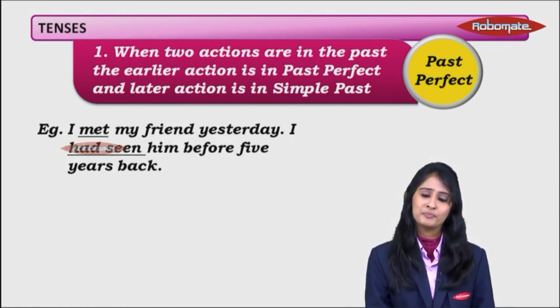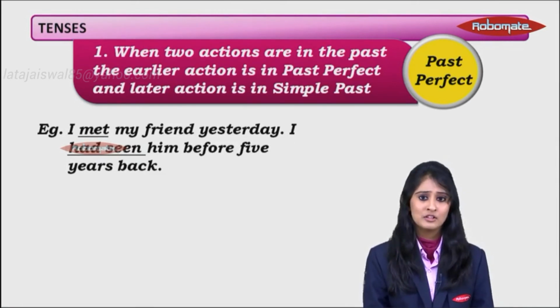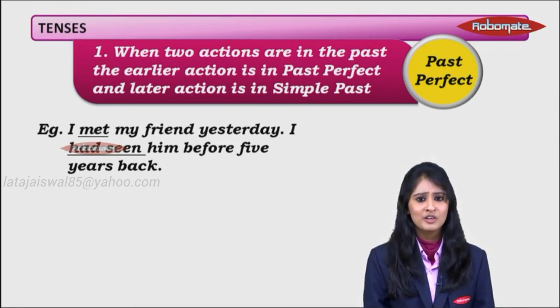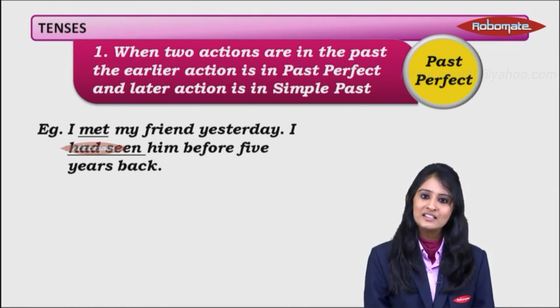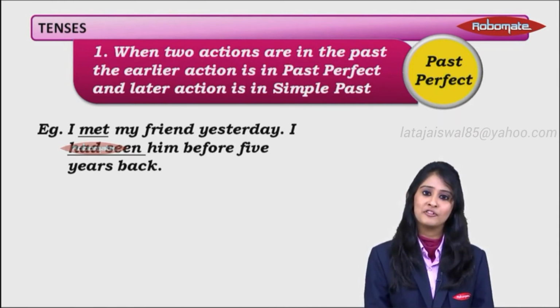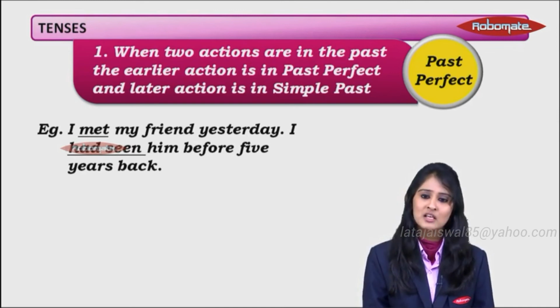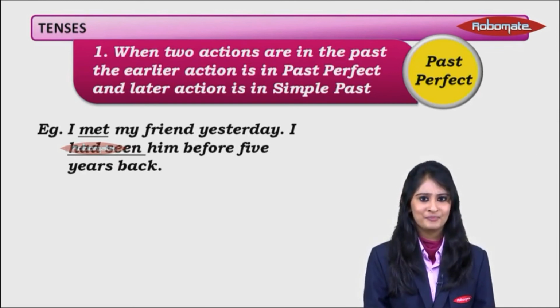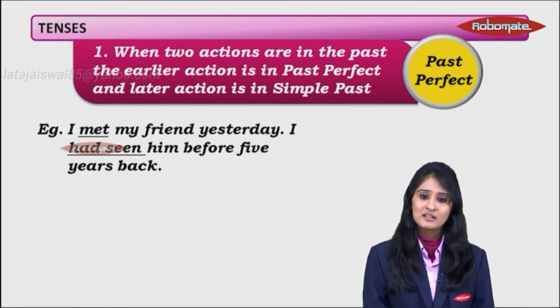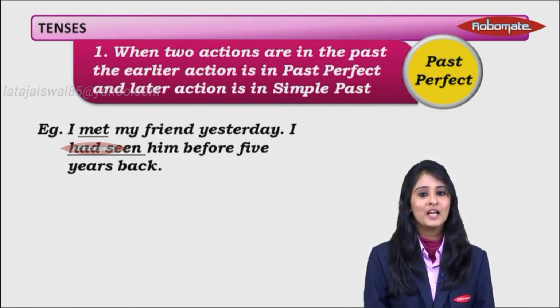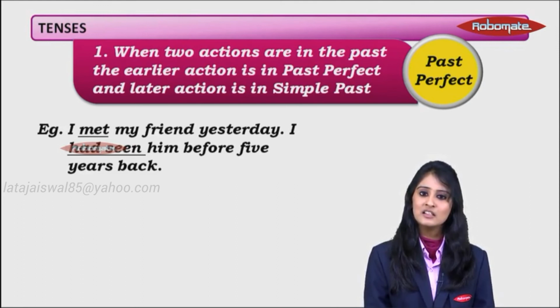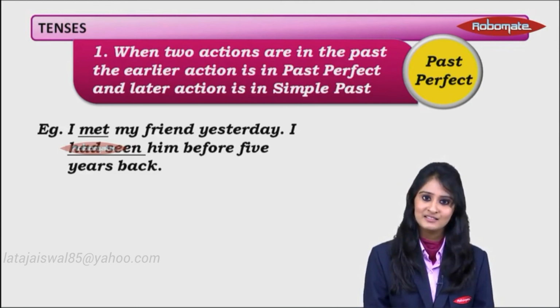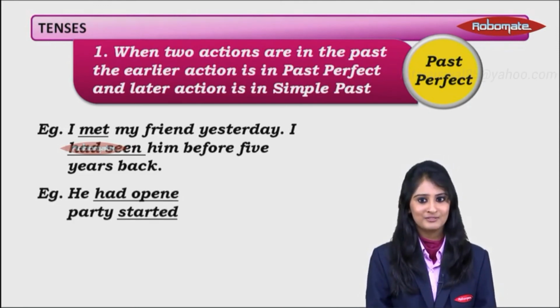Now what do you think? There are two verbs in the sentence. The first one met, the second one had seen. Which action must have taken place earlier? Definitely, I had seen him before 5 years back, which means the action of seeing had taken place first, and the action of meeting had just happened yesterday. So, the word met is in the simple past and the word see is in the past perfect, that is had seen. Let's take a look at the next one.